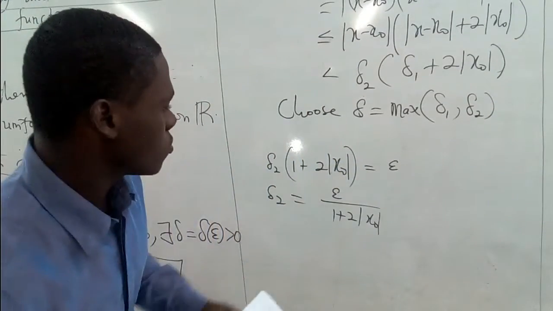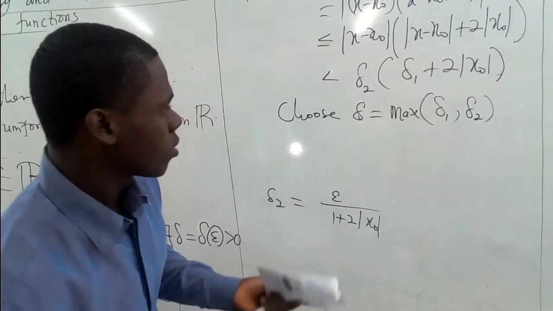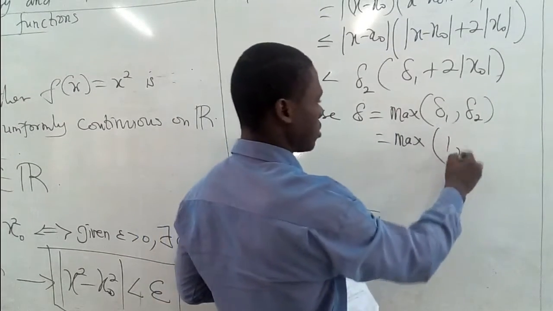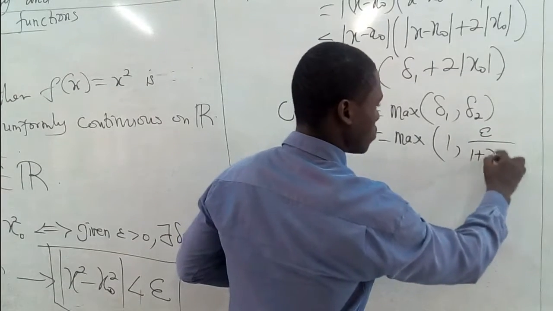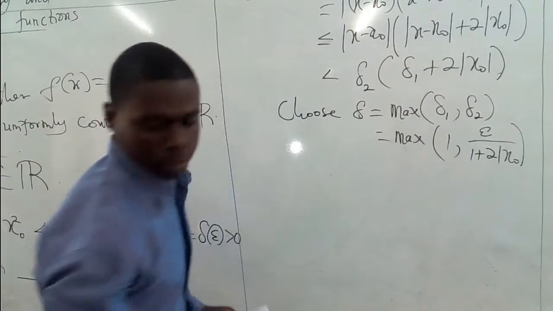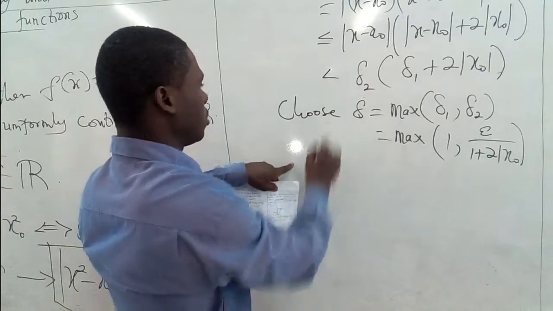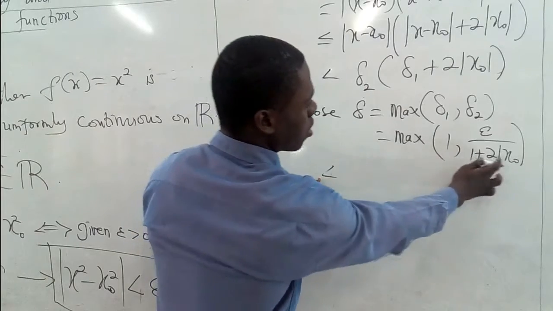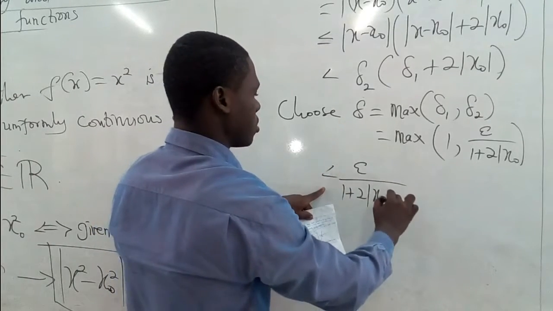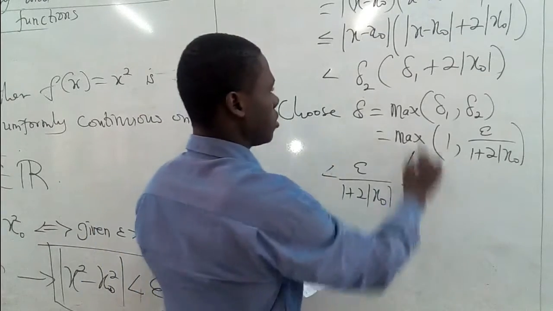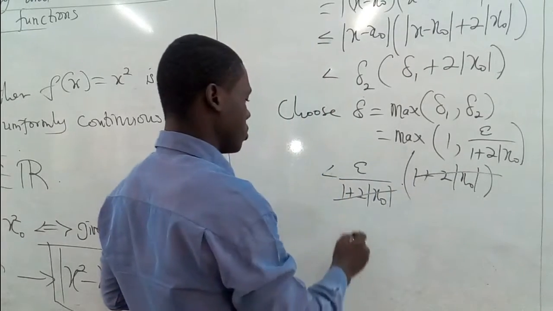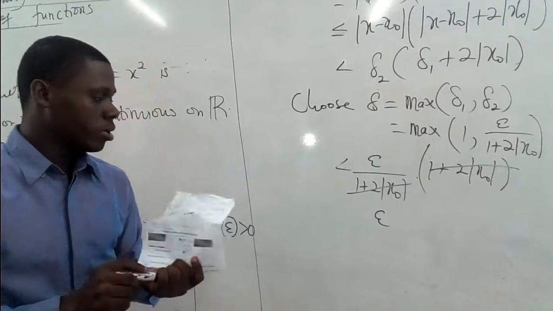So what is delta 1 and delta 2? We have it here. So we are looking at the maximum of delta 1, which we said should be 1, then delta 2 becomes epsilon over 1 plus 2 absolute of this. So we can now substitute that here. So what we have here, we're having this to be less than epsilon over 1 plus 2 absolute of this, then multiplied by 1 plus 2 absolute of x naught. So this cancels that, and the resultant is epsilon. So we have been able to reach it.